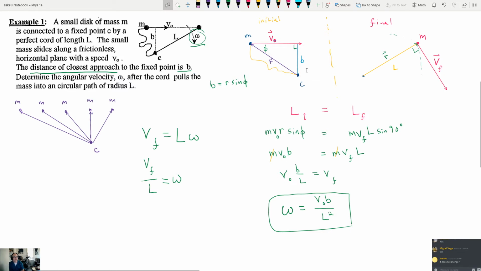But the other thing I want to mention about this is, if I take a separate system where I get rid of the string, I want to emphasize why it's important that this doesn't change. If I get rid of the string, then I have a mass moving in a straight line at a constant speed. Newton's first law says that an object moving in a straight line at a constant speed is going to keep doing that forever, basically, until it runs into something, right?